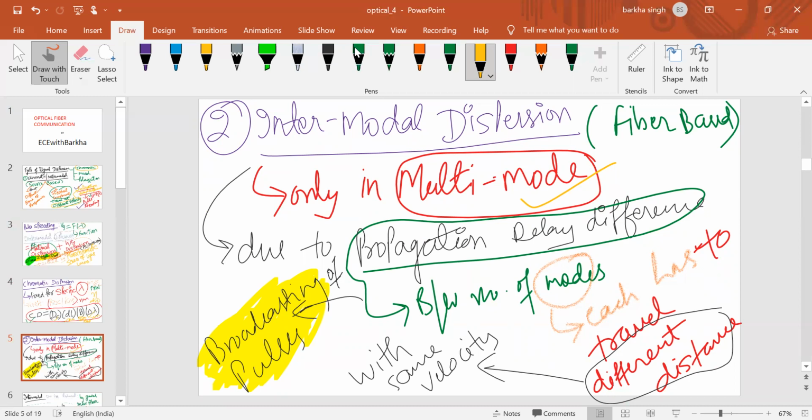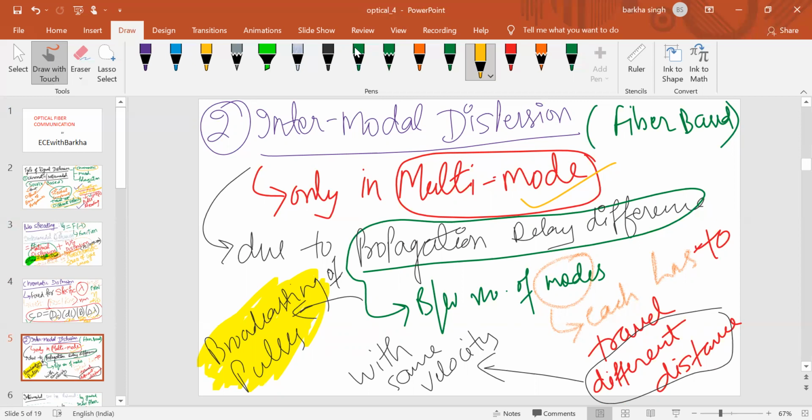Basically, the maximum delay difference depends on the transmission time of the slowest and fastest mode. Higher the delay difference, higher will be the dispersion.